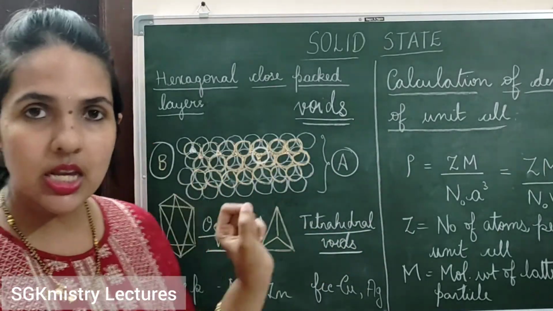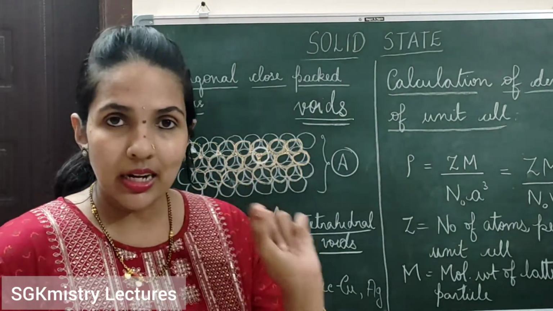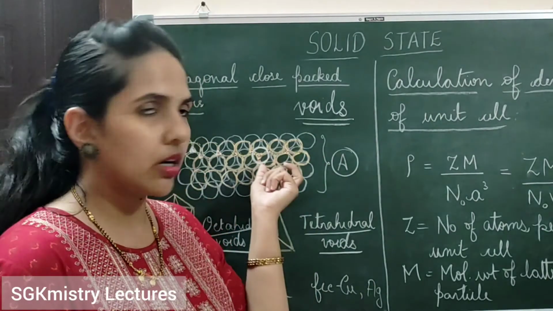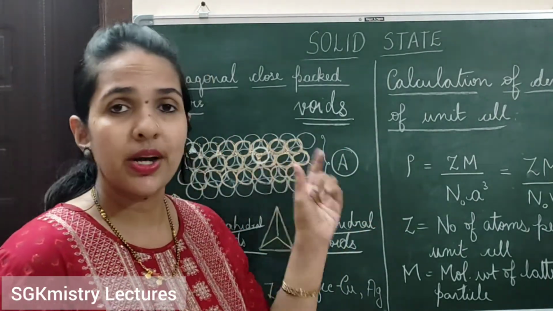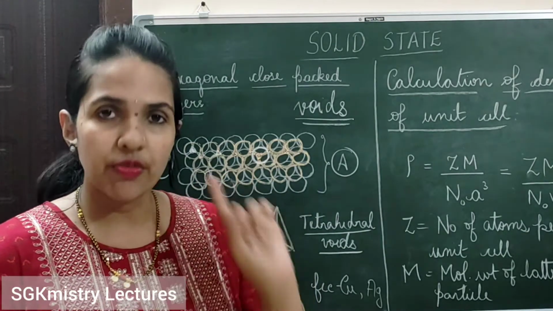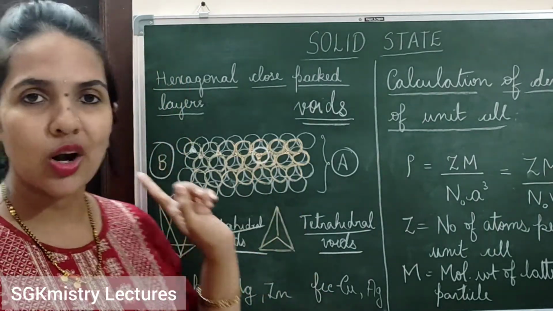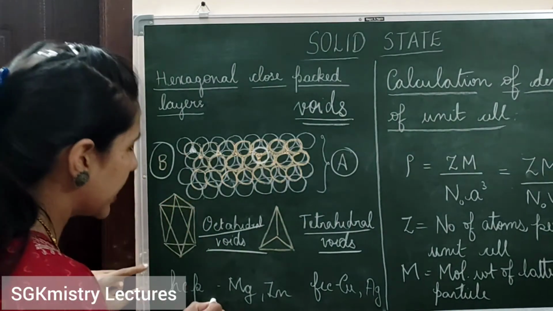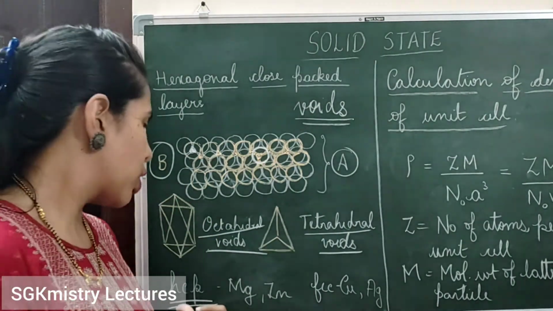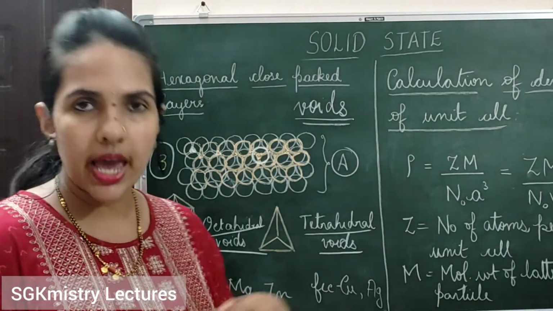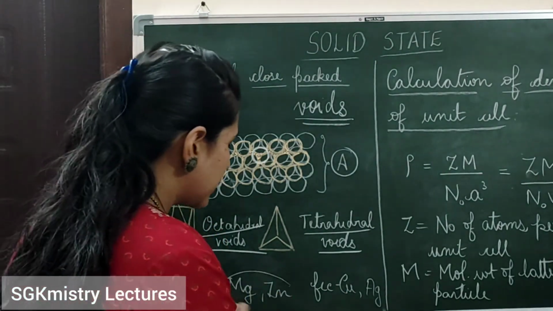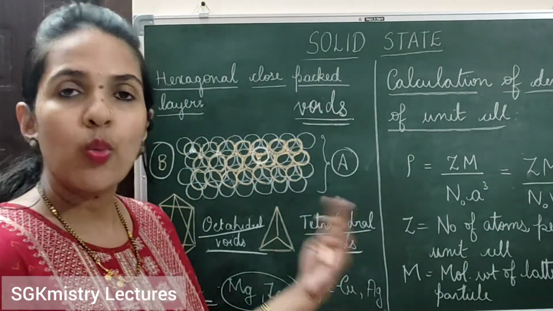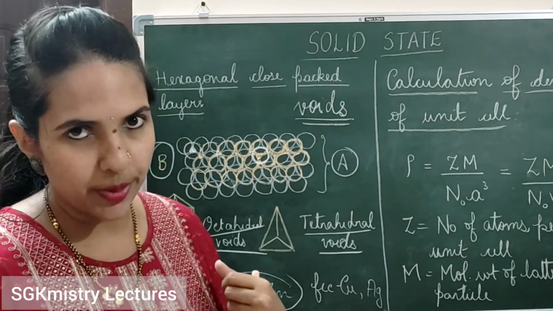So here, this type of arrangement where the tetrahedral voids of the second layer is covered by the third layer and the arrangement is exactly the same as that of the first layer, this type of arrangement is called AB arrangement, and it has a specific name called hexagonal close packing or HCP arrangement. So this arrangement is shown by magnesium, zinc. These are the metals which will crystallize in HCP arrangement.